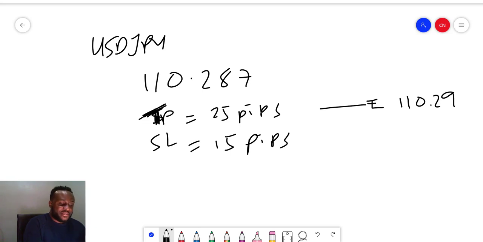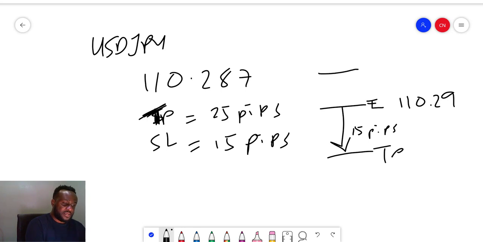So for a sell trade, my TP is going to be down here because I want price to come down. Yeah, this distance here is meant to be 25 pips, and the stop loss is this here, and the distance there is 15 pips. Sorry for that mistake. So what we want to do is find out what the price is at 25 pips. So we're going to take away 25 from 110.29.